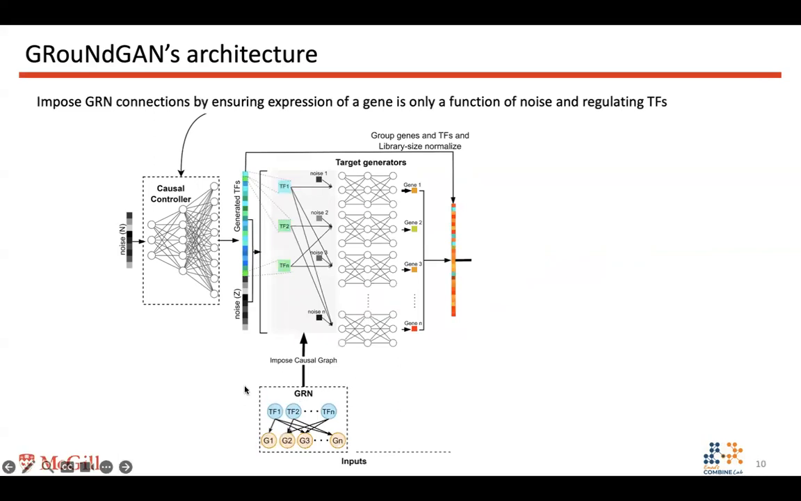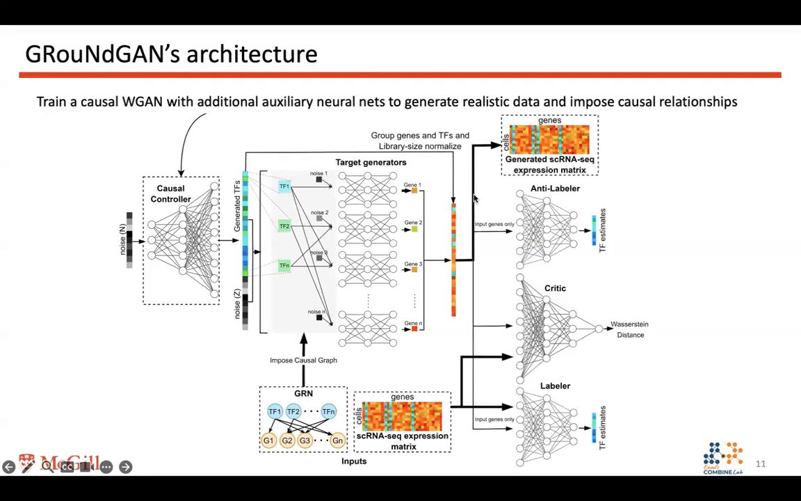And the user-defined GRN is imposed in the architecture of ground GAN by making sure that each gene only accepts input that corresponds either to noise or transcription factors that regulate it in the GRN. And this is how ground GAN imposes the causal relationship between TFs and genes. Here again, we have a critic that tries to ensure that the simulated gene expression profiles match that of the real data, but also we have two auxiliary tasks that make sure that the transcription factor expressions are used by the target generators in order to impose the causal interactions of the GRN.